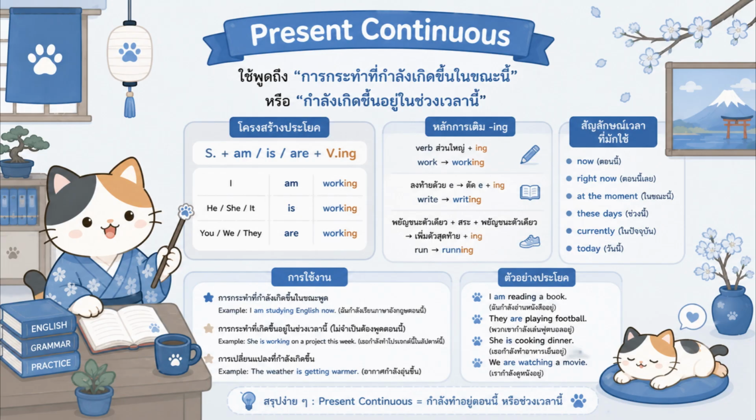Let's look at the helping verbs. We use am with I. We use is with he, she, and it. And we use are with you, we, and they.